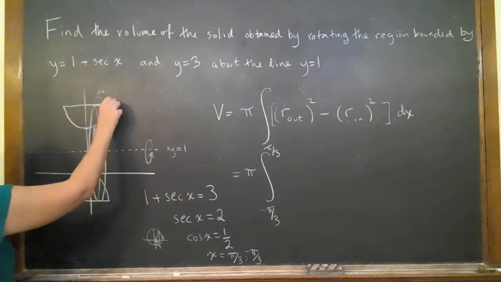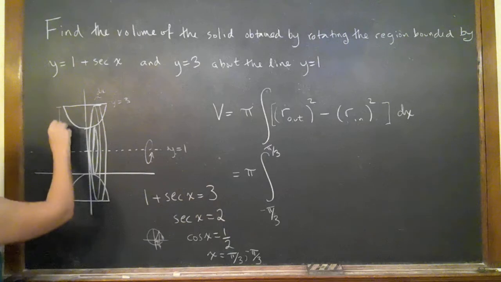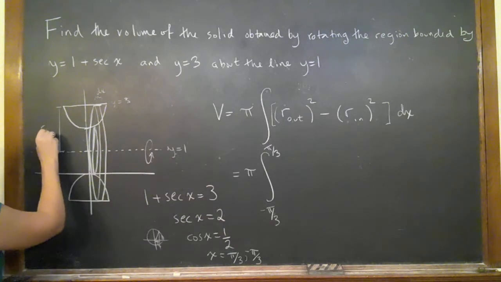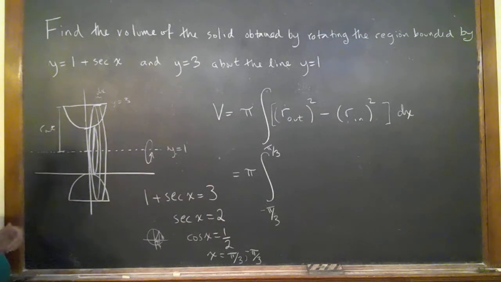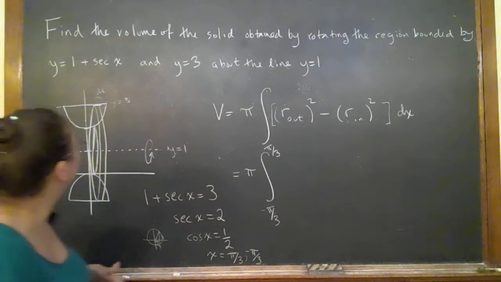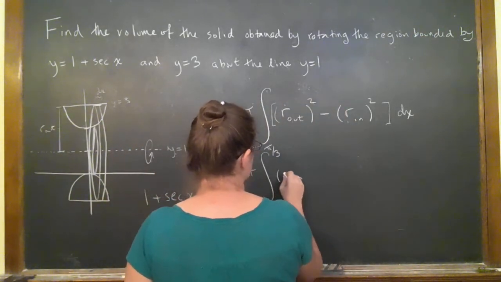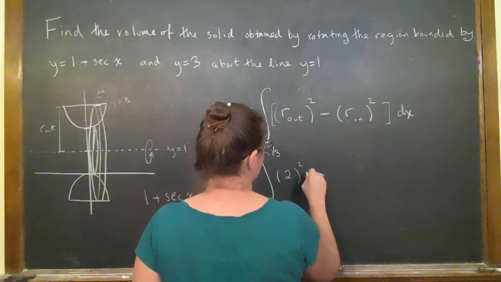This line was y equals 3. That's just a straight line. This is going to be the outer radius. So you can see that that's 2, or you can just take 3 minus 1, right? So that is not hard to visualize.